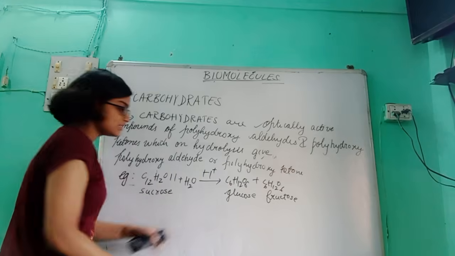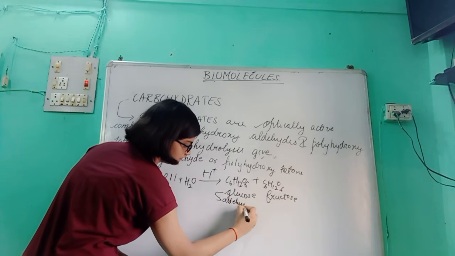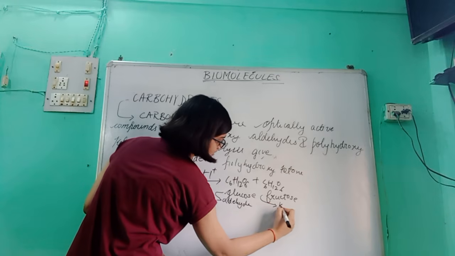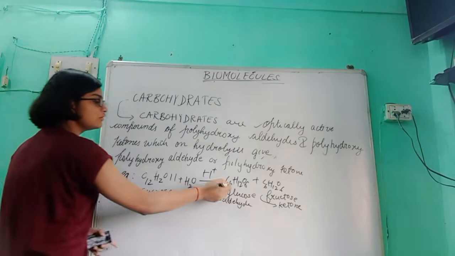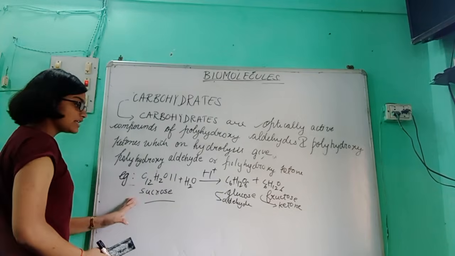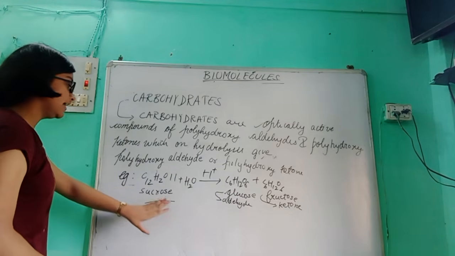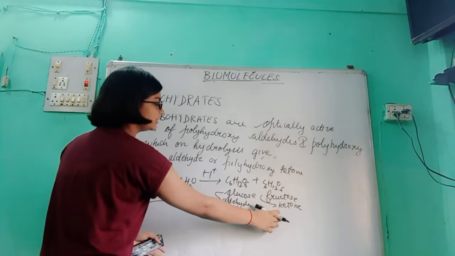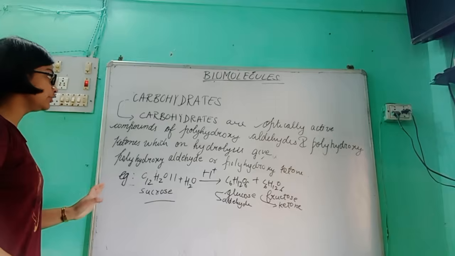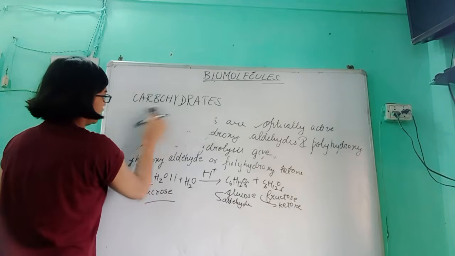glucose contains an aldehyde group, whereas fructose contains a ketone group. And the sucrose is formed of glucose and fructose. That means it has both aldehyde and ketone. So, as per the definition, when they undergo hydrolysis, they give either aldehyde or ketone. I hope this is very clear to you. Now, let's move on to the classification of carbohydrates.